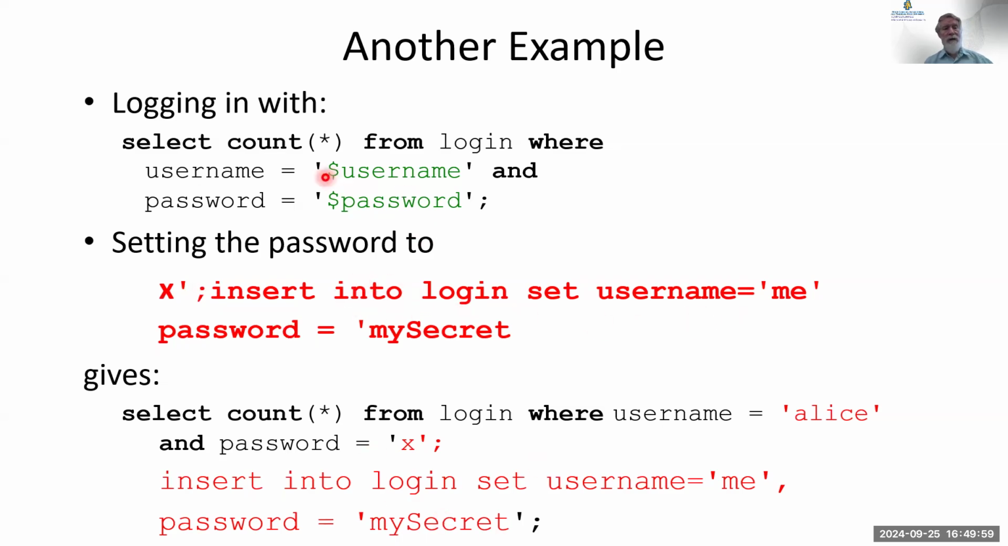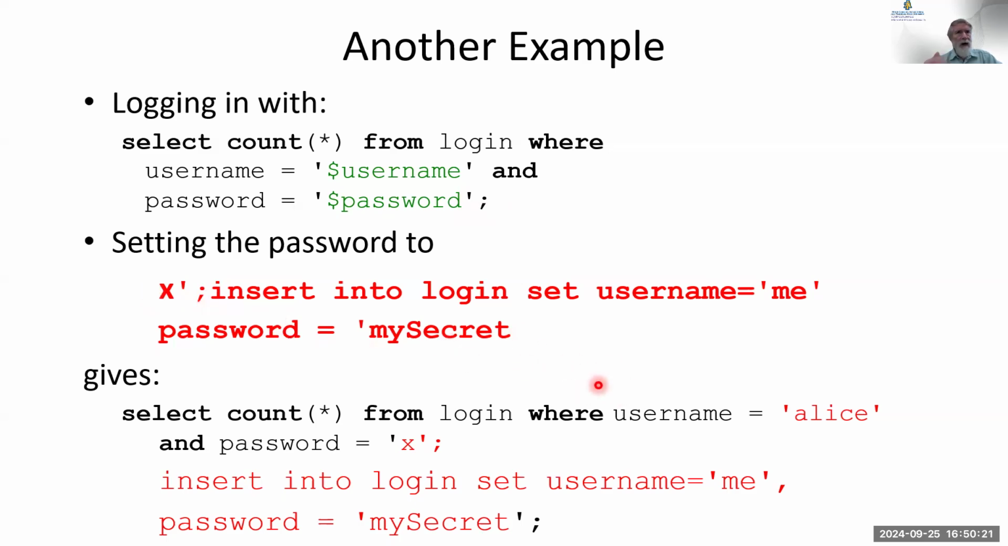So let's look at this. Instead of just typing in your password, you type in X, which could be anything, semicolon. Insert into login, set username equals me, password equals my secret. No closing quote. There's no closing quote because the query provides the closing quote. In other words, there's no beginning quote here.